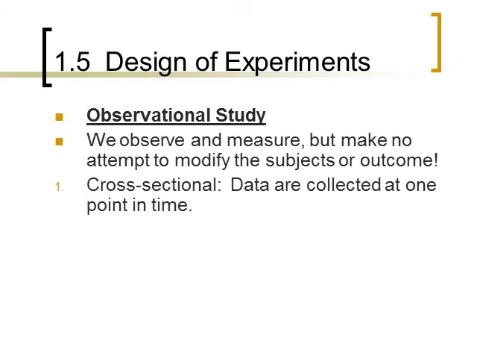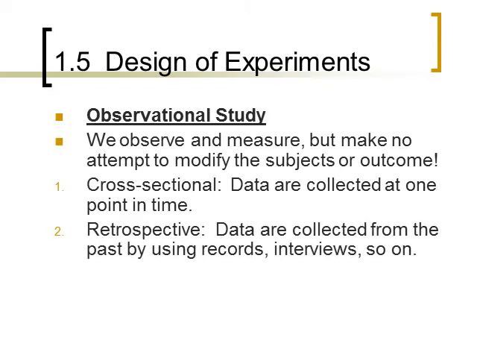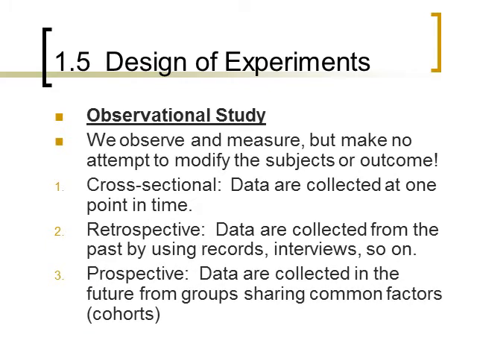Now there's three different types of observational studies. There's cross-sectional, and when it's cross-sectional, data is collected at a certain point in time, at one point in time. Retrospective is from the past. So data is collected from the past using records or interviews or so on. And then prospective is from the future.